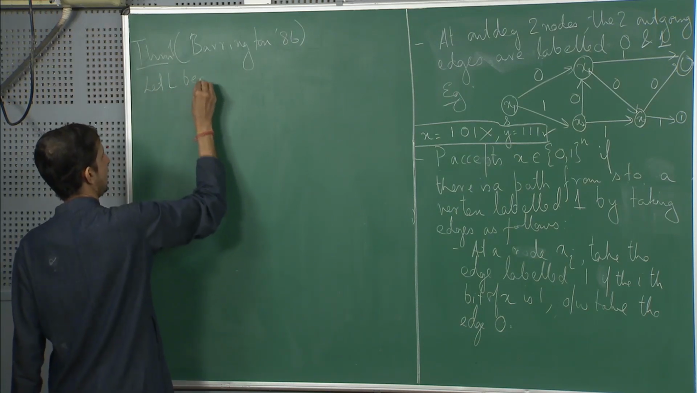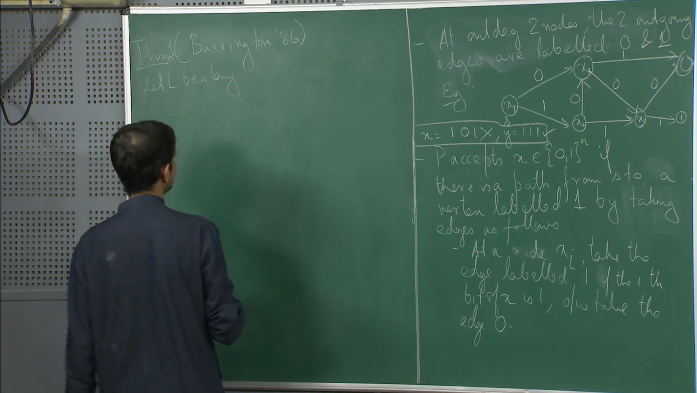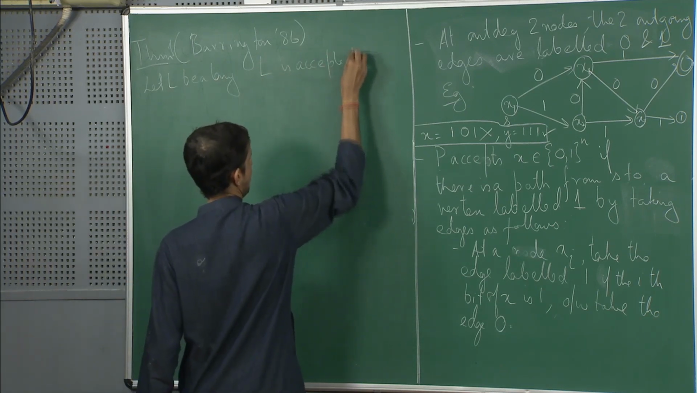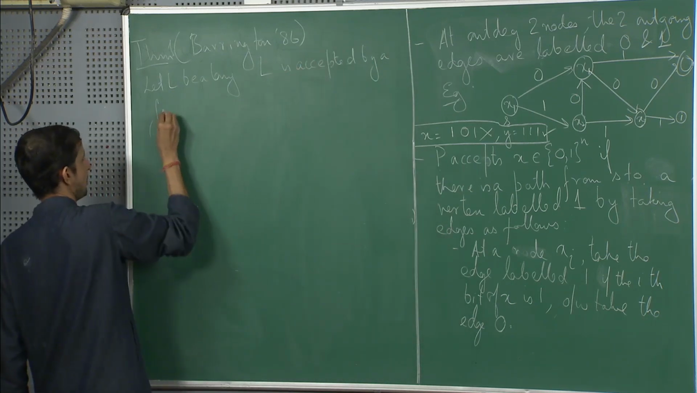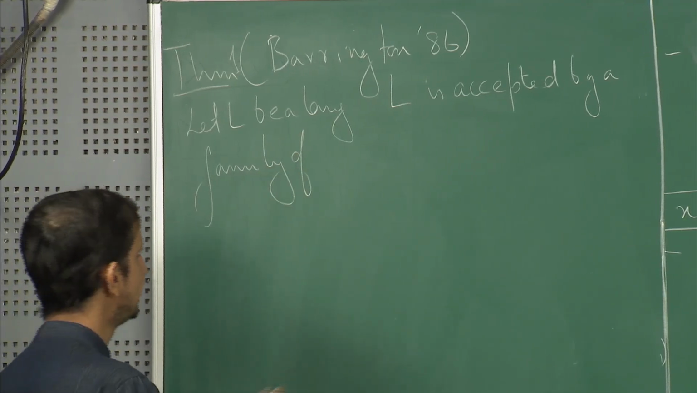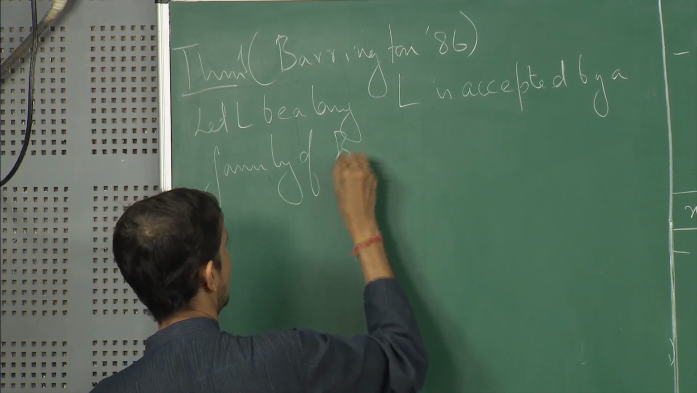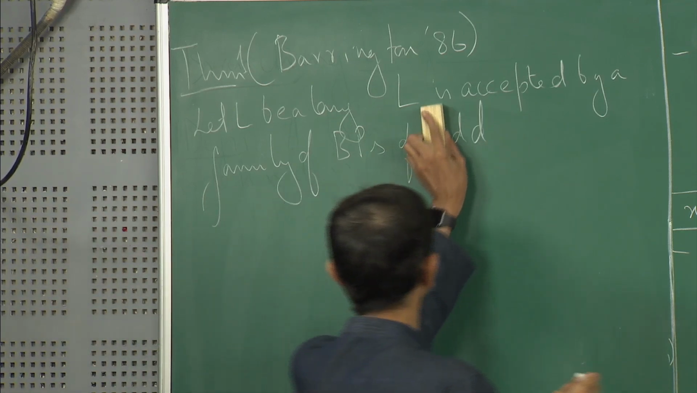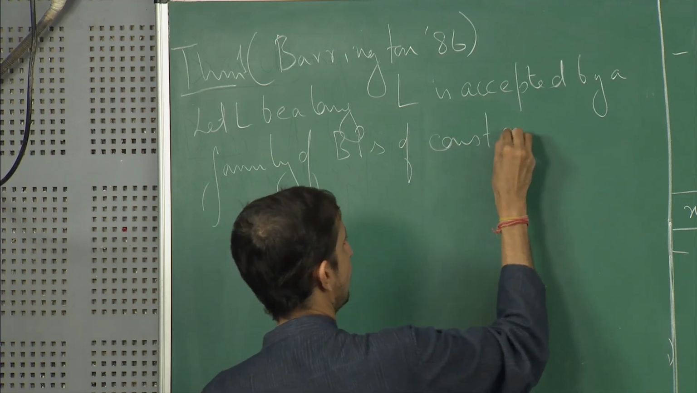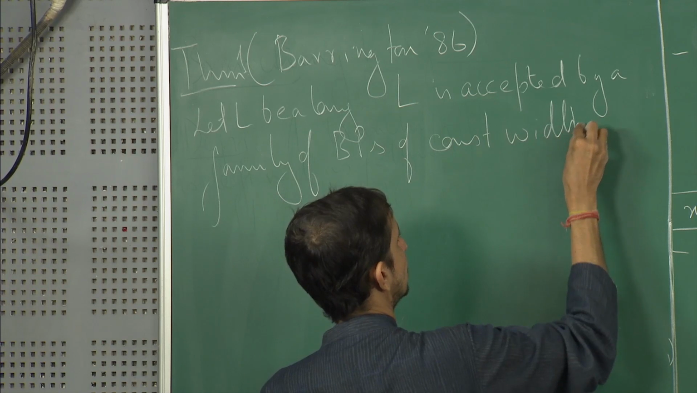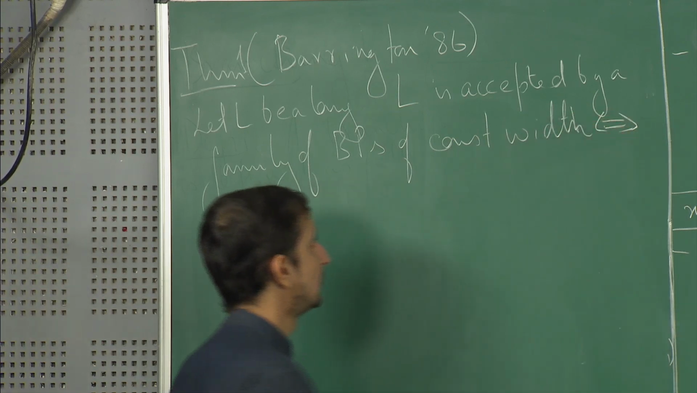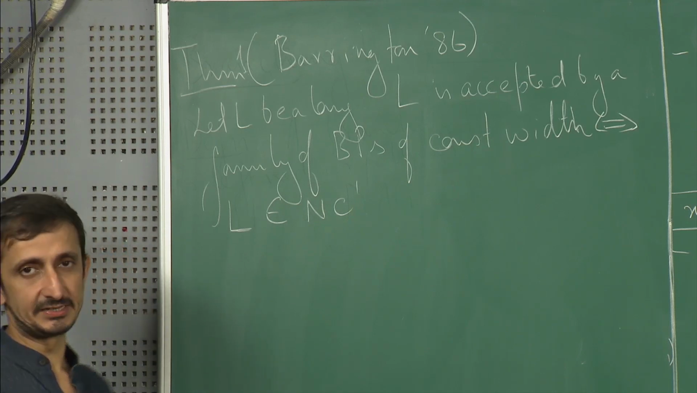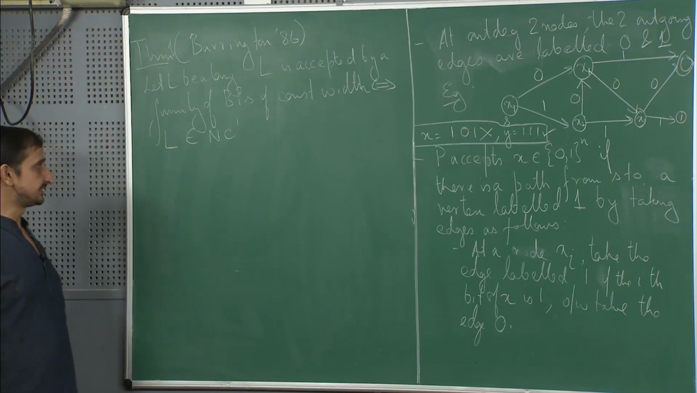Let L be a language. L is accepted by a family of branching programs of bounded or constant width if and only if L is in NC1. When I say NC1, it is non-uniform NC1.